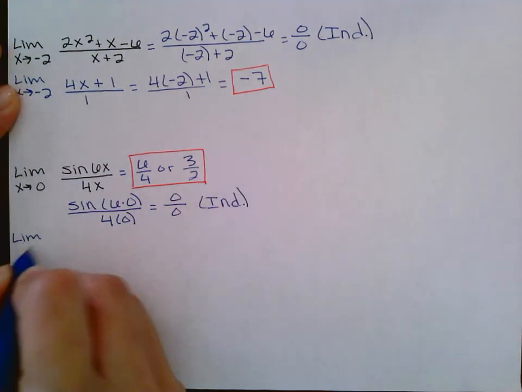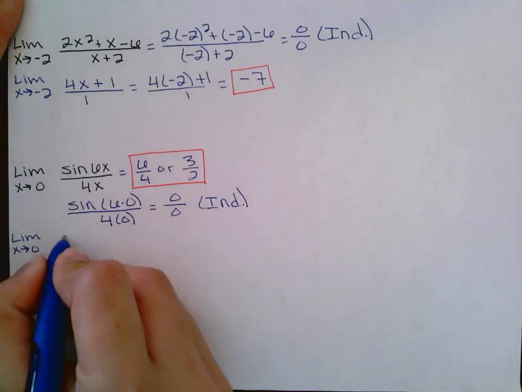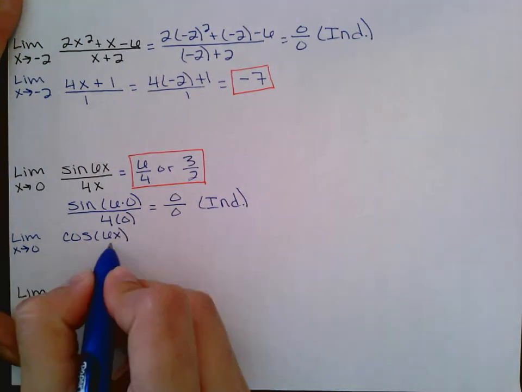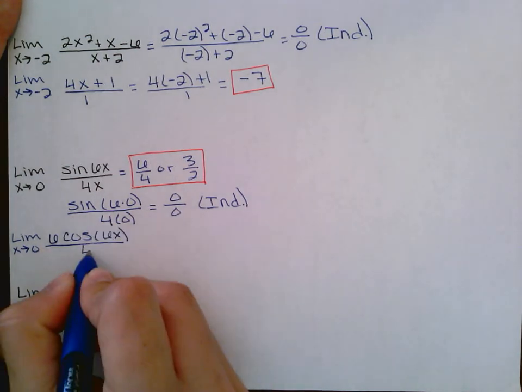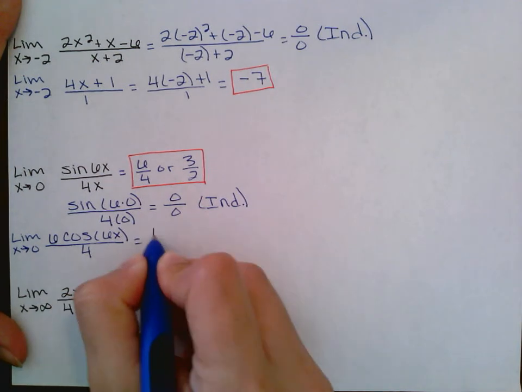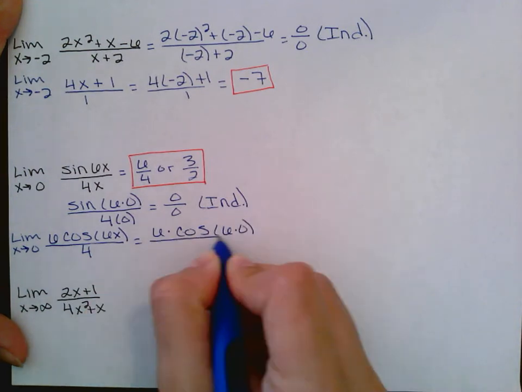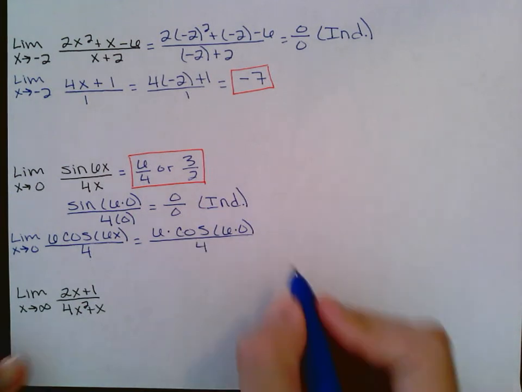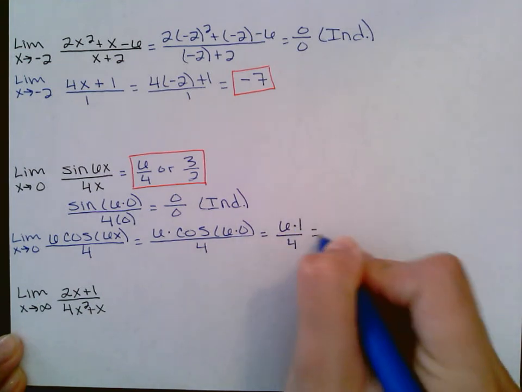So the limit, as x approaches 0, the derivative of sine of 6x, this is a chain rule. The derivative of sine is cosine. Rewrite the inside, times derivative of the inside. Derivative of 6x is just 6. I'm going to put it up front, over derivative of 4x, which is just 4. Okay? So I have 6 times cosine of 6 times 0 over 4. 6 times 0 is 0. Cosine of 0 is 1 according to my unit circle. So I have 6 times 1 over 4, which is 6 over 4, or 3 over 2.